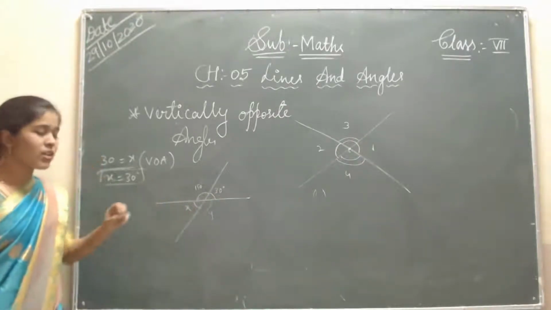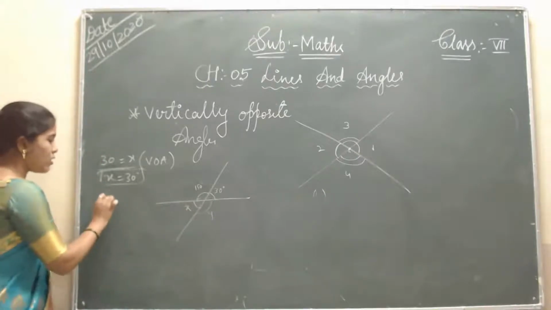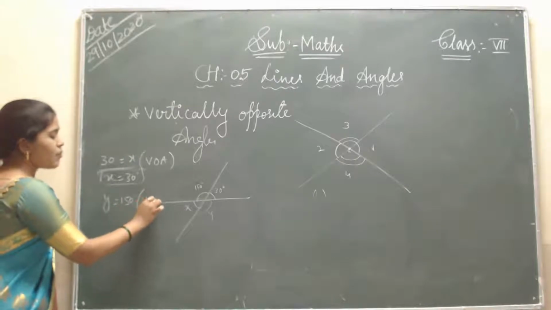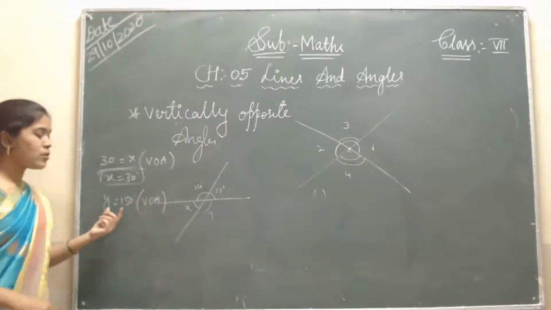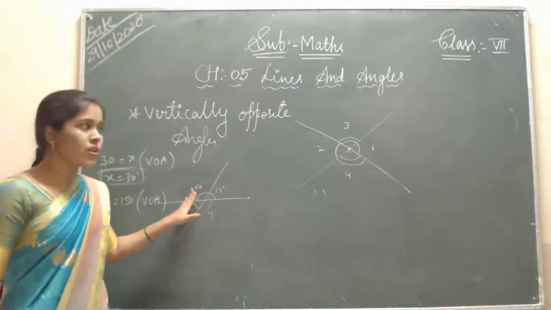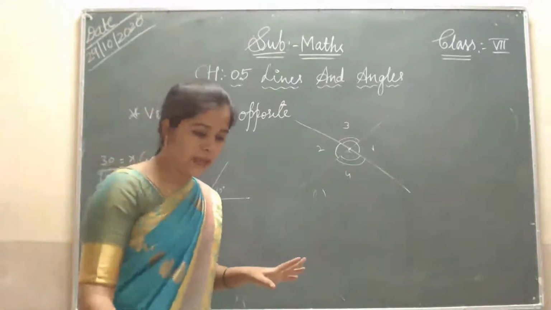Next, what is the value of y? Yes, y is equal to 150 degrees because of vertically opposite angles. y is equal to 150 degrees. These are the vertically opposite angles. Hope you understood this one, vertically opposite angle.